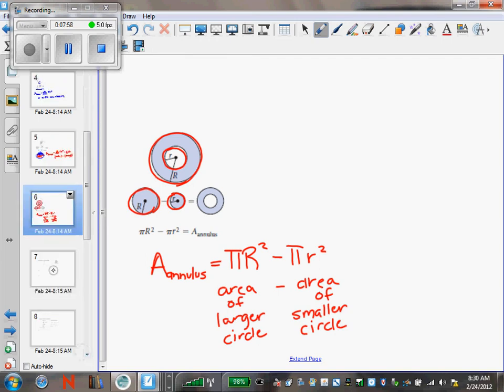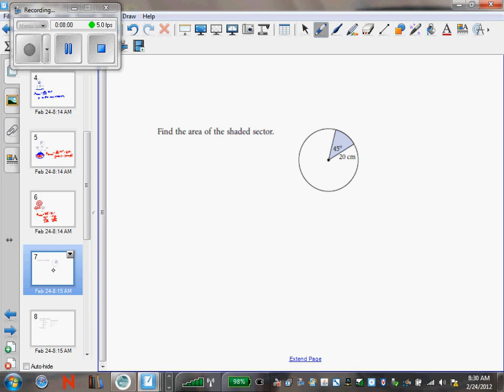Okay, let's look at an example of each. Find the area of the shaded sector. I'm going to put me on pause and work this problem.